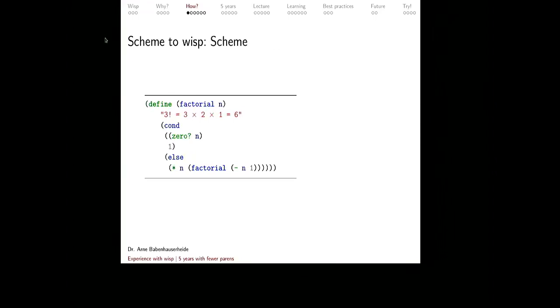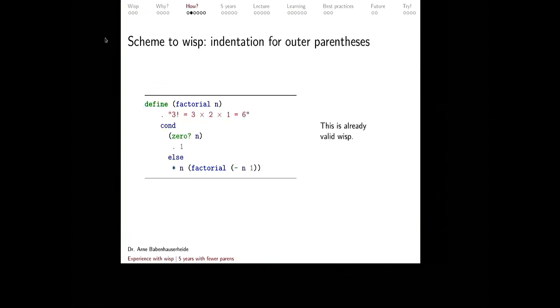I go back, you see the parentheses, they disappear, and the one thing which appears are these periods in the beginning. Because Wisp just inverts what Scheme does and what Lisp does. It does not mark where you call a function, it marks where you don't. And in the next part, when you want to call a function, you actually don't need to add more indentation than before. You do not need to finish the period.